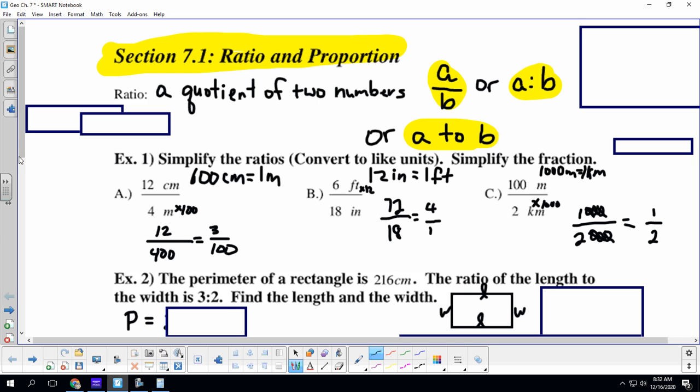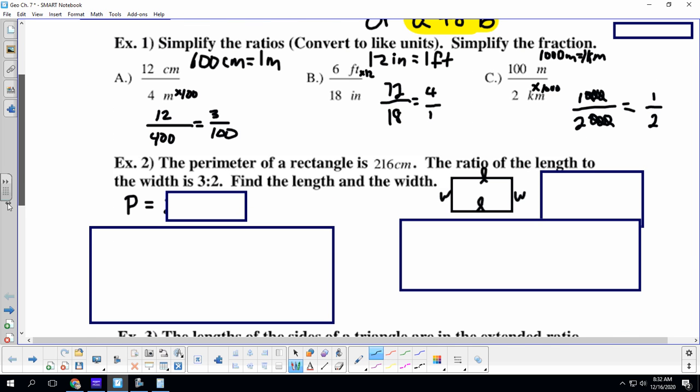All right, let's get fun in here. Let's really start the fun. Perimeter of a rectangle is 216 degrees. Remember, the perimeter is where we add up all the sides. The ratio of the length to the width is 3 to 2. Find the length and the width. Okay, so firstly, I of course draw the picture. I am a visual learner, so I need the picture.